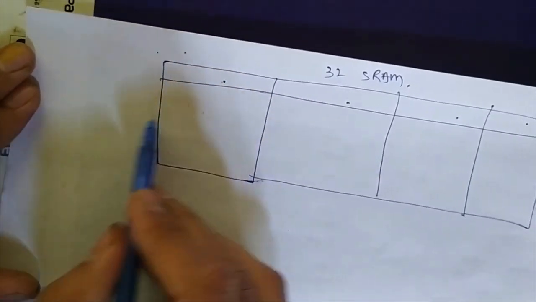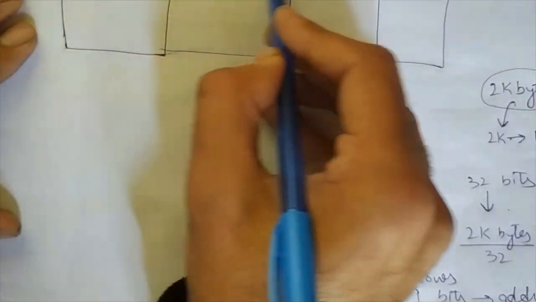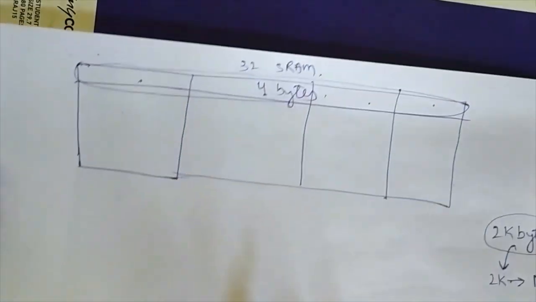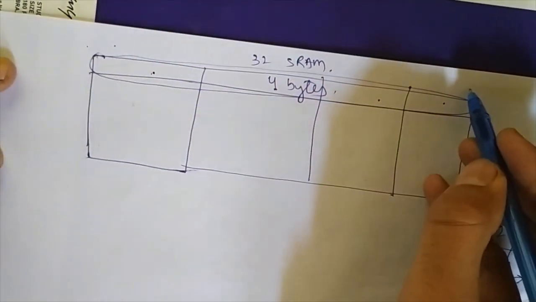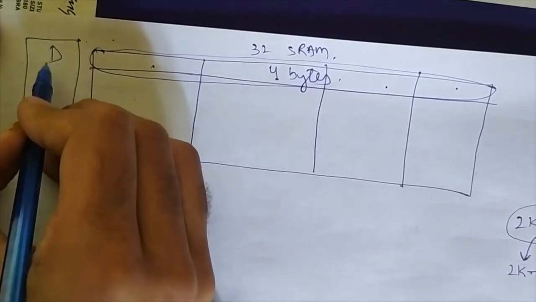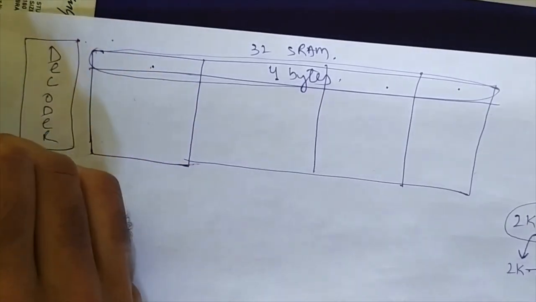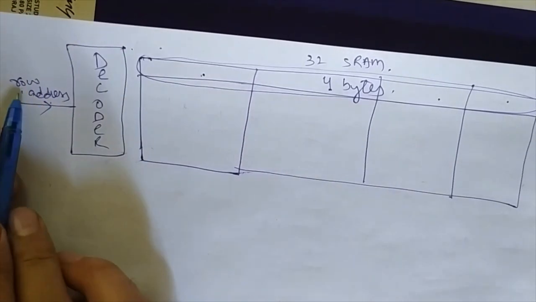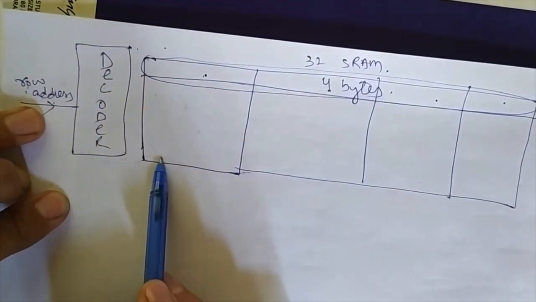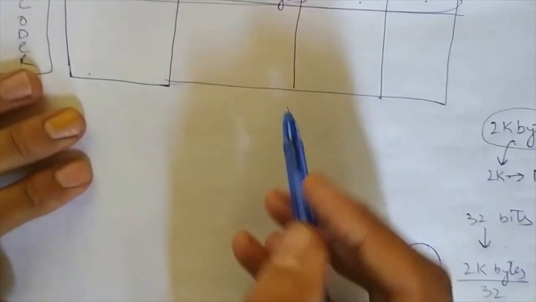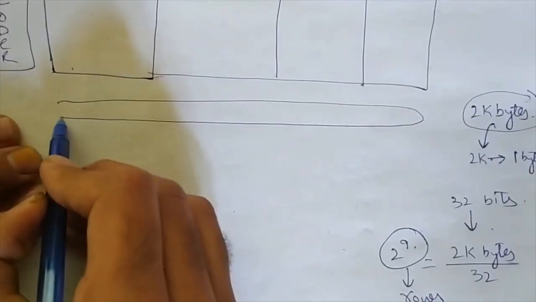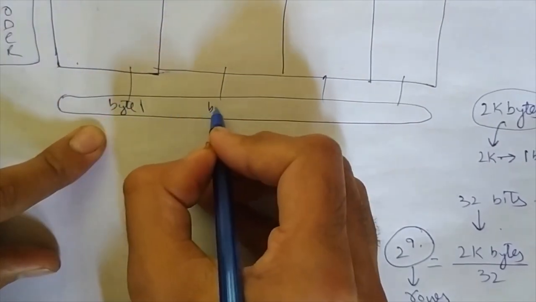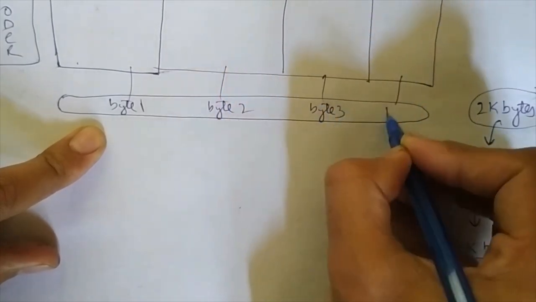After reading these 32 bits together, or we can say 4 bytes together, this is my SRAM array. Here we have a decoder. The decoder takes the row address, and based on the row address, it chooses one of the rows. Each row contains how many bytes? 4 bytes. So these 4 bytes are read into this temporary location: byte 1, byte 2, byte 3, byte 4.